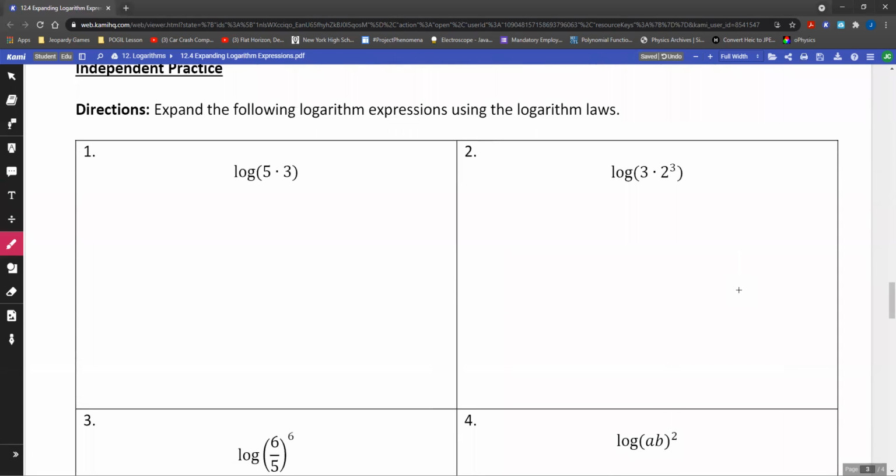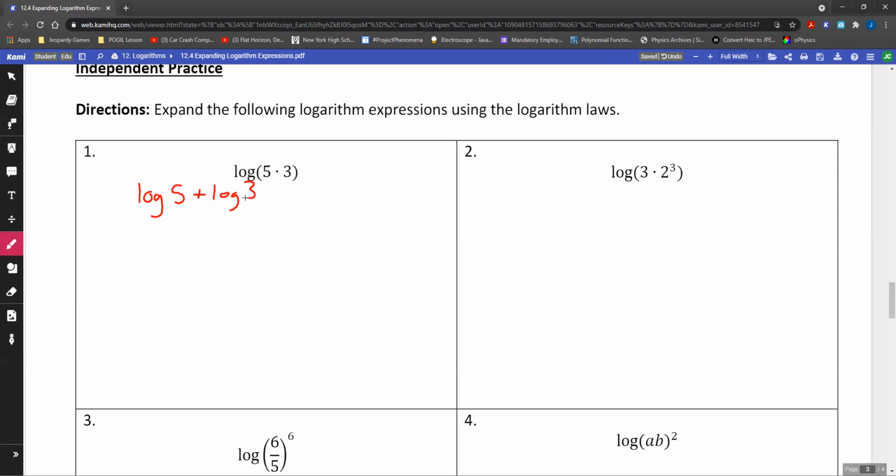So we'll do a few of the independent practices together. All right, so let's see. I'll probably do these 4. So here we're multiplying these 2 terms. So again, multiplication relates to addition. So this is log 5 plus log 3.